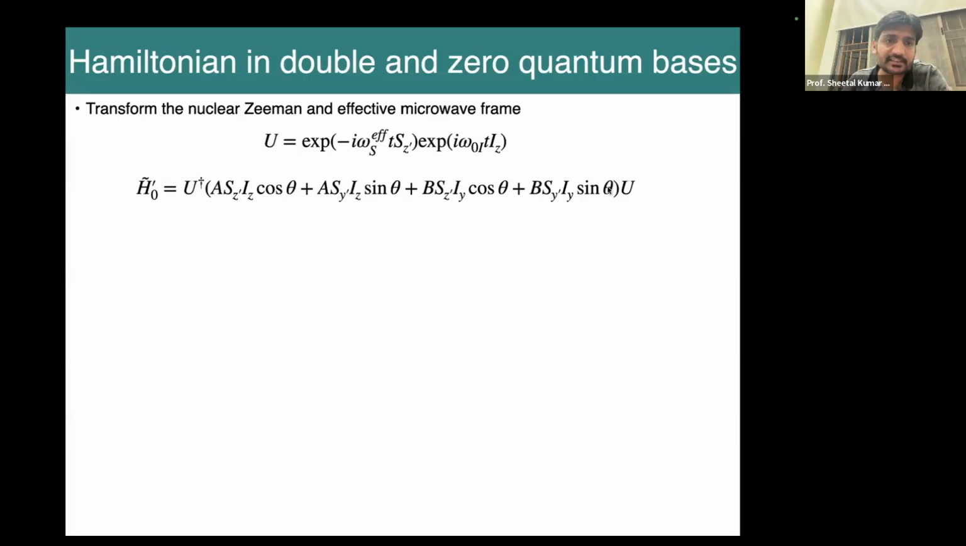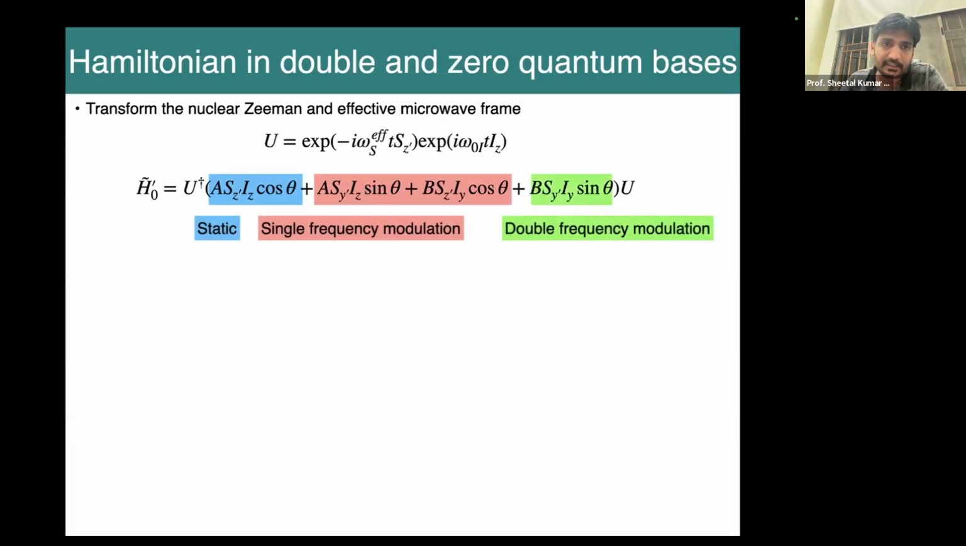This is taken from the last slide. If we look at it closely, this part of the Hamiltonian commutes with both operators. That means it will not rotate at all, so it will remain static. The red highlighted parts will each be affected by only one of the operators, so they will have only one time dependency. Either they will be modulated by omega S effective, which is this A term, or by omega naught I, which is this B term. The last term, on the other hand, will be affected by both, so it will have a modulation that is a combination of omega S effective and omega naught I effective.